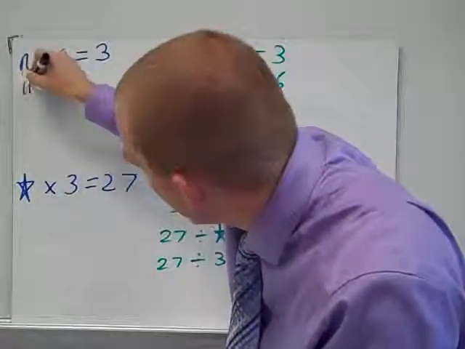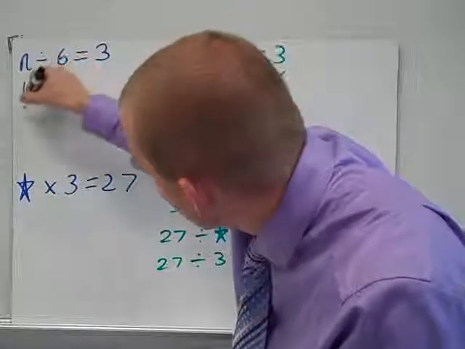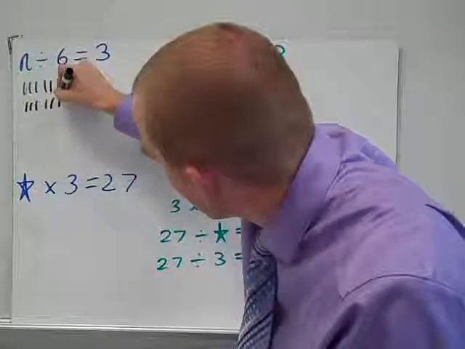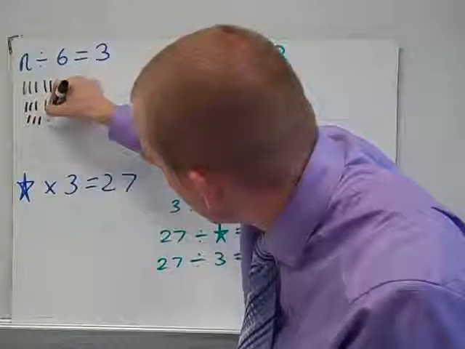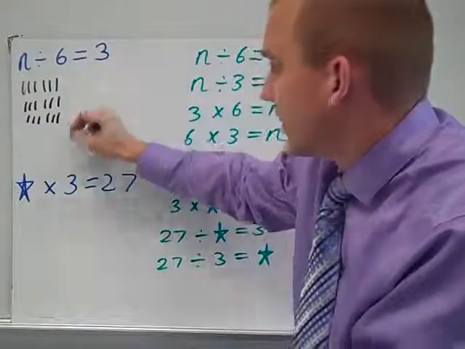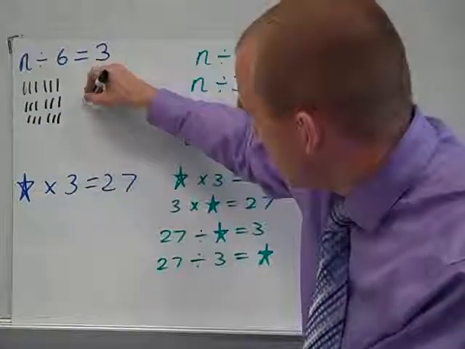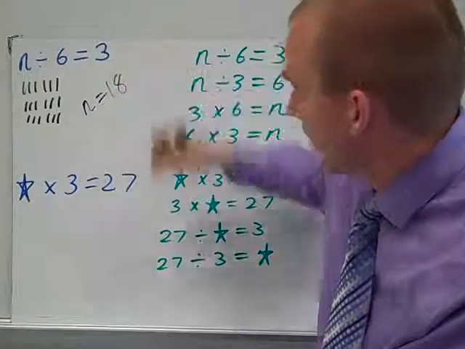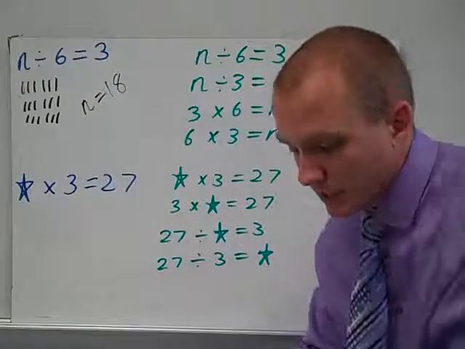1, 2, 3, 4, 5, 6, 7, 8, 9, 10, 11, 12, 13, 14, 15, 16, 17, 18. I did 3 rows with 6. I counted up to 18, which means n equals 18 based on that little array that I drew there.